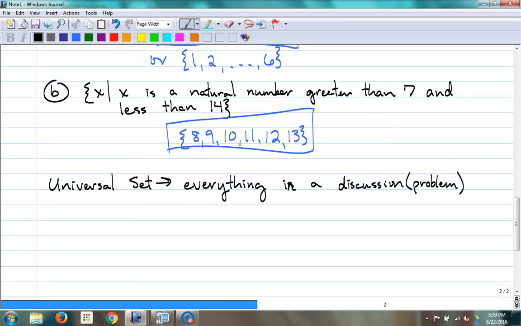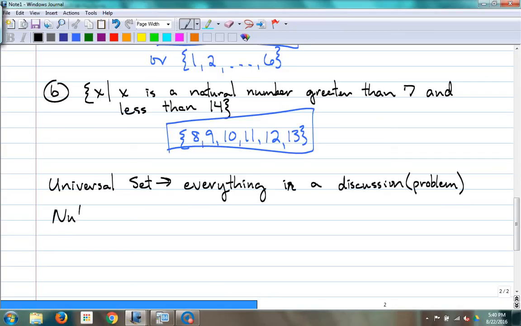Sometimes I may talk about the natural numbers, sometimes I may talk about the integers or something like that. So it changes. But that universal set is just the bigger umbrella that covers the problem. If they refer to the universal set, that's what they're talking about. Okay?